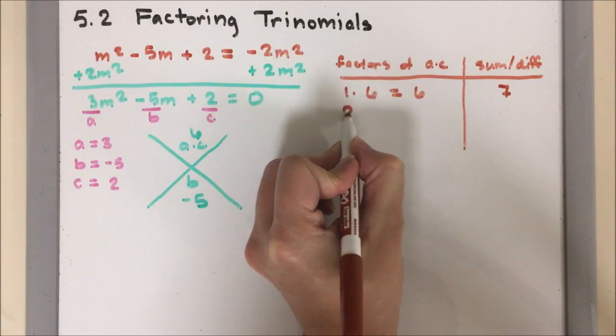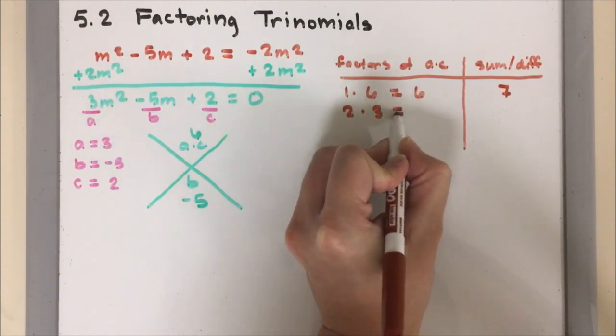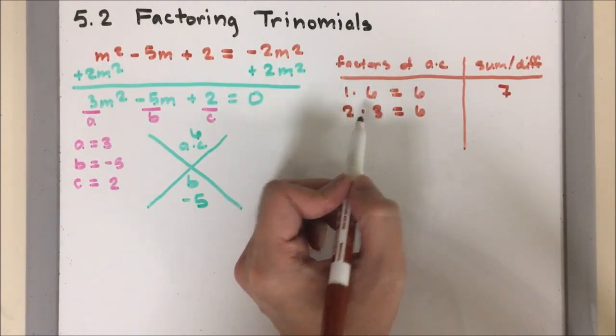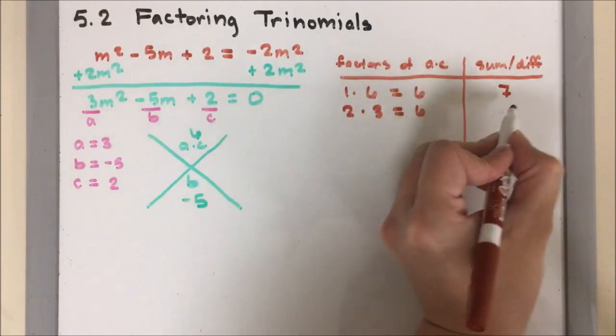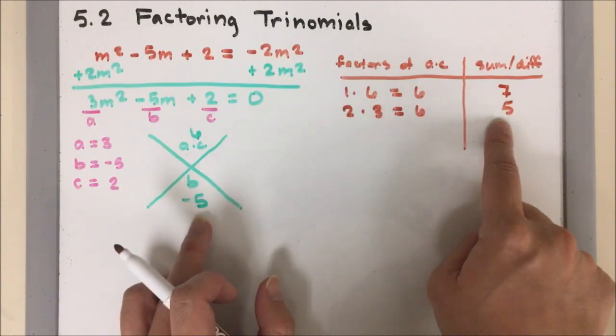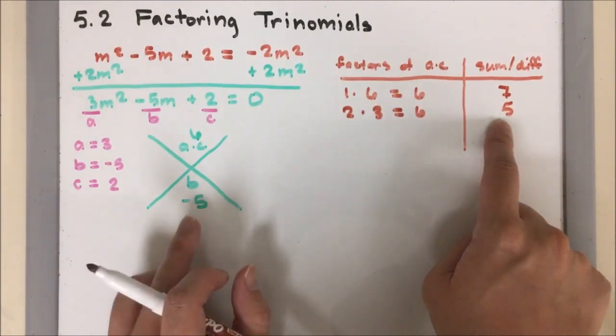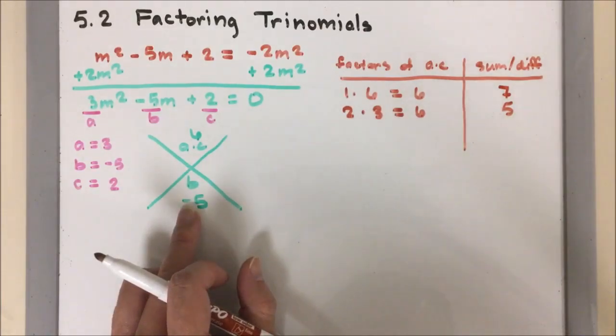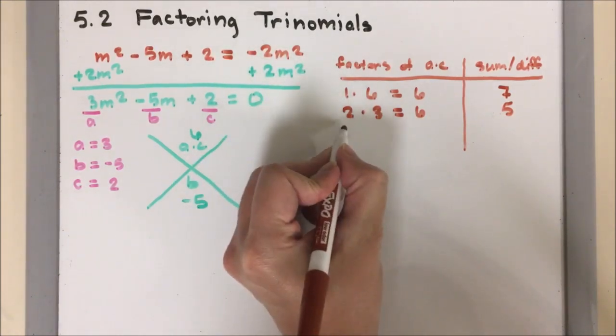Let's try 2 times 3. When you multiply, it does give me 6. Now if I combine positive 2 and positive 3, then it's basically 2 plus 3, so it's 5. Now if I look closely at my sum or difference and my B value, it's almost the same. So I gotta think about it, especially the sign. Since I have a positive 5 for the sum or difference, but my B value is negative, that means I have to look for two factors that multiply into positive 6, but the sum or difference is negative. That means that my two factors have to be negative.